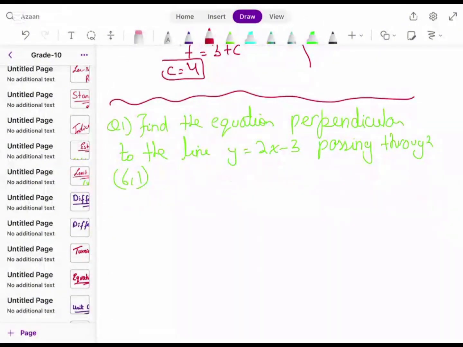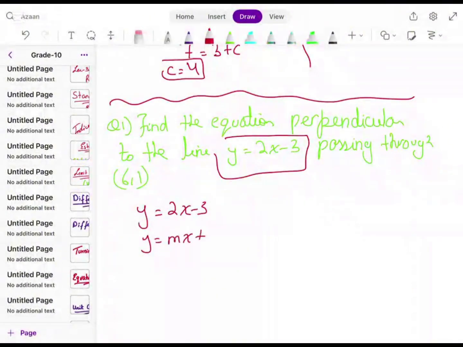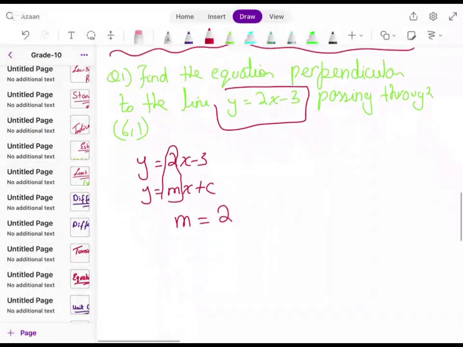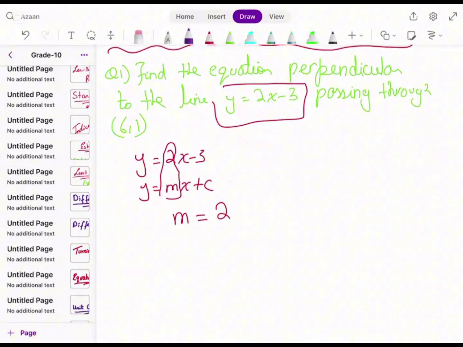So first find the equation of perpendicular to the line. So we are finding the equation which is perpendicular to this line. I will write y is equal to 2x minus 3. I compare this equation by the general equation. So by comparing, I get m equal to 2. Now, in parallel, we know that the slope or gradient is equal. But in perpendicular, the condition is m1 multiplied by m2 equal to minus 1. This is basically m1, slope 1. So now, when the condition is for perpendicular, we have to find m2.